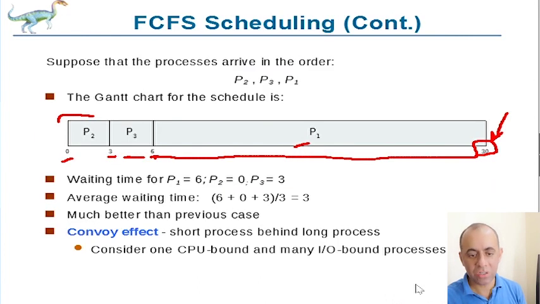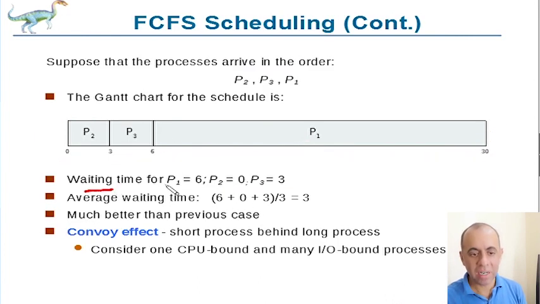But what happens to the waiting times? The waiting time for first process P1 is now 6 time units. It came at 0, but it was sent to CPU at 6. Similarly, the waiting time for P2 is 0 because it was sent to CPU at 0. The waiting time for P3: it came at 0, but it was sent to CPU at 3. So P3 is equal to 3. So the average waiting time for all these processes in this given scenario would be all these added divided by 3, which is equal to 3.